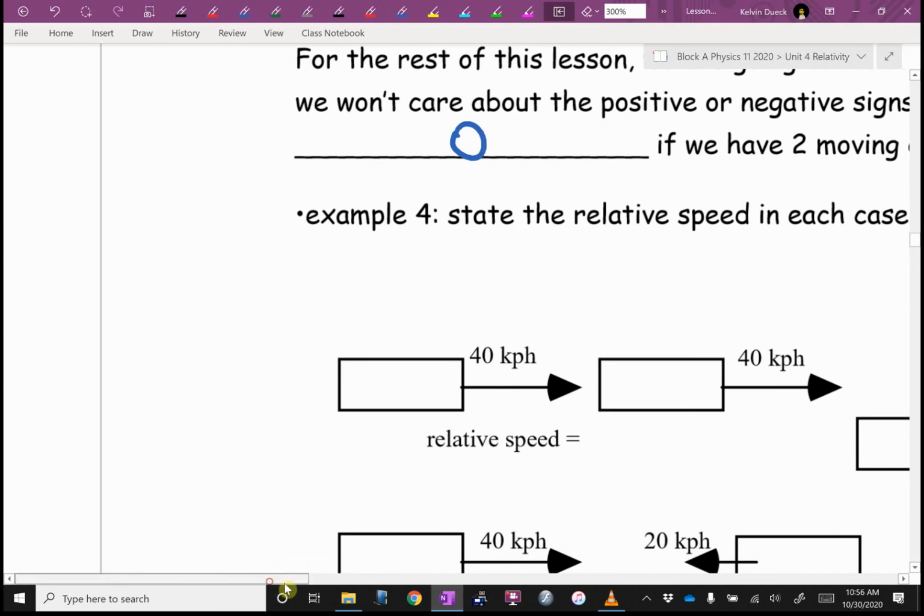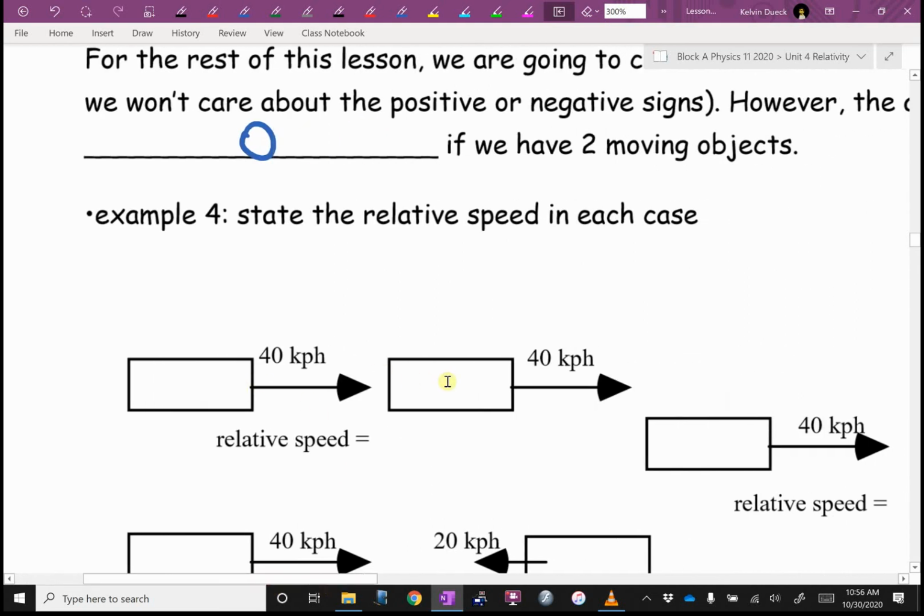State the relative speed in each case. So here's two, let's pretend they're trains. They're each going 40 kilometers per hour. What's their relative speed? As far as they're concerned, they wouldn't see the distances changing at all between them. So as far as they're concerned, they are at rest, 0.